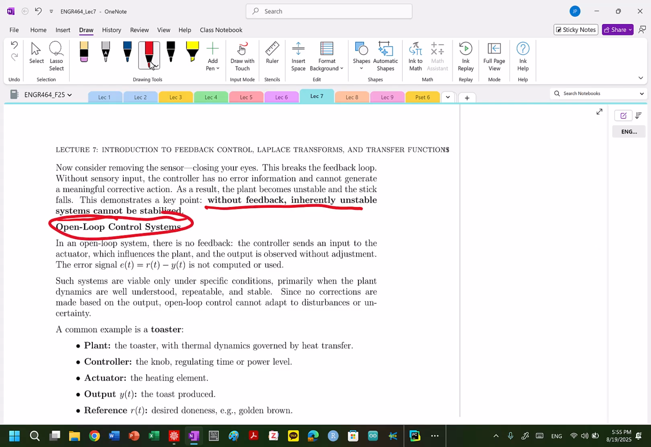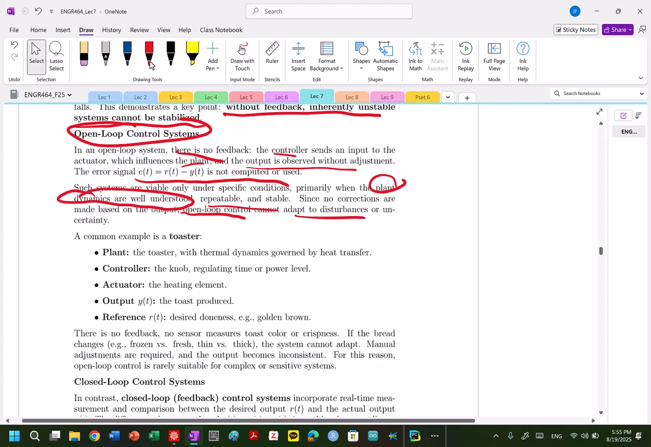You use open loop control systems in your life all the time where there's no feedback. So basically, your controller just sends an adjustment and it influences the plant, and the output is observed without any adjustment. Your error signal is not computed; it's not used at all. There are very specific conditions where open loop control systems work, and it's really when the plant dynamics are incredibly well understood, repeatable, and stable. Because again, with open loop, we can't adapt to any disturbances, any uncertainty, any corrections that can be made. One example is a toaster.